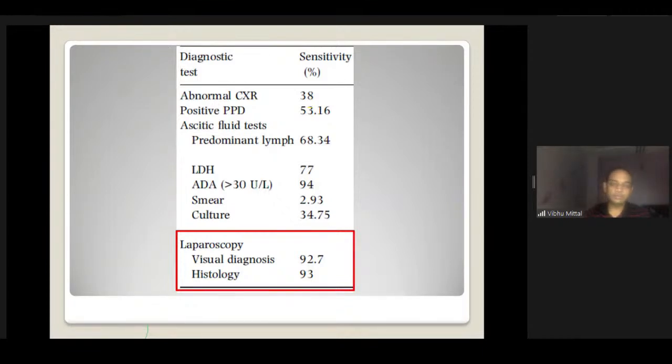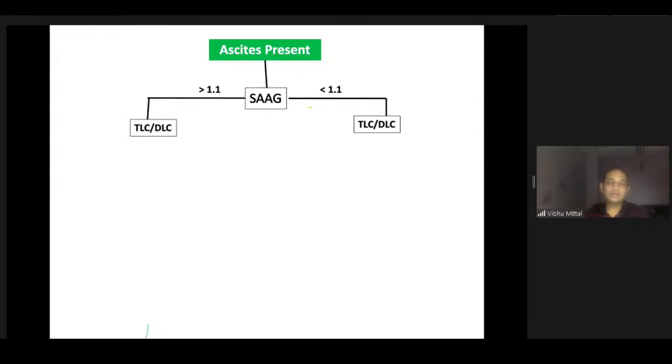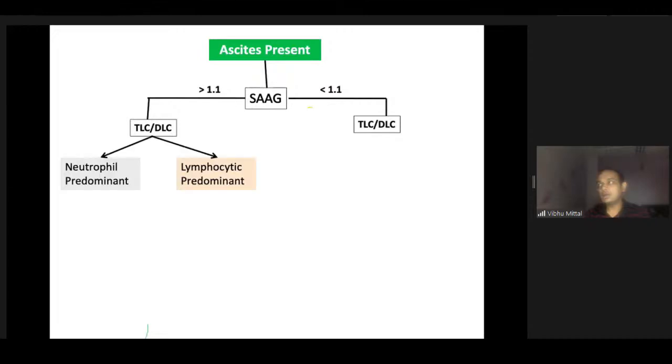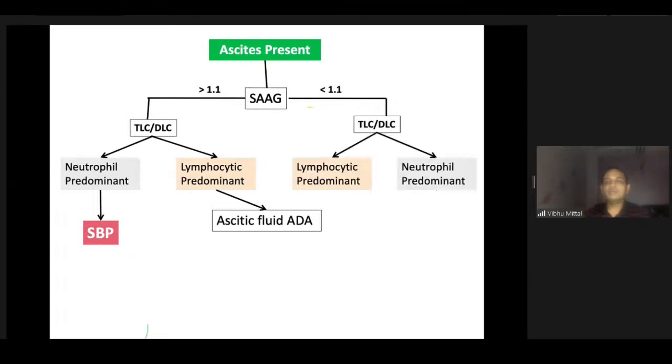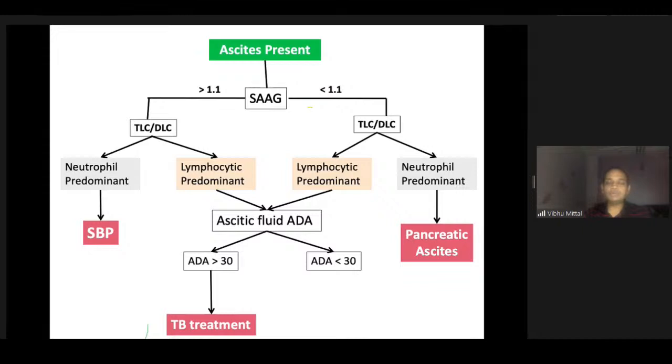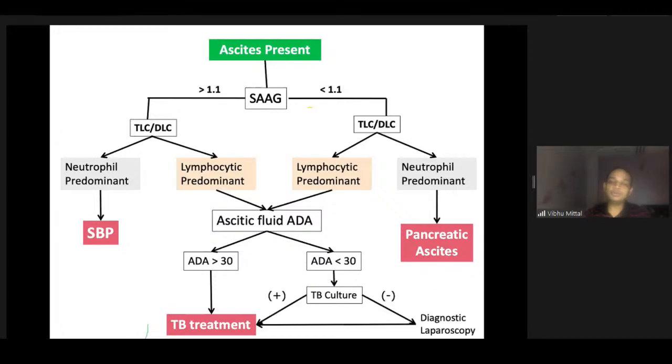Should always remember this. So if a SAG is present, what is a SAG? If it is high SAG ascites, it is ascites secondary to portal hypertension. In this, if it is still high SAG with high cells and lymphocyte predominant, I'll still be interested in looking at ascitic fluid ADA. You can think of starting tuberculosis if everything else is fitting. If it is low, may send TB culture, may send gene expert, or diagnostic laparoscopy.